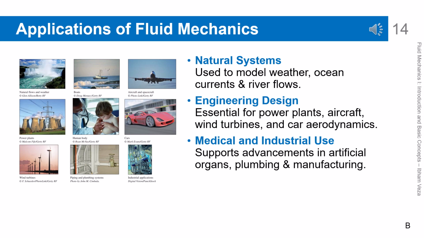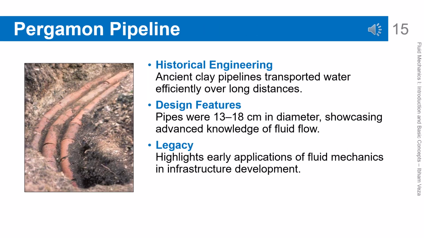This shows the wide scope and impact of this field. Pergamon pipeline. The ancient clay pipelines in Pergamon show that fluid mechanics principles were used long ago. The system was able to transport water over long distances efficiently. The relatively small pipe diameters indicate an understanding of pressure and flow. This infrastructure proves that fluid engineering is not purely a modern science. This example shows how water needs have driven technological development for centuries.